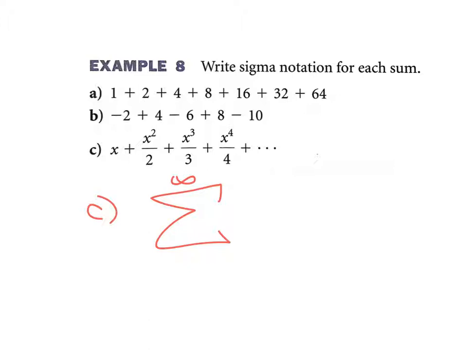What I'm noticing when I look at these terms, the exponent is the same as the denominator. X squared over 2, x cubed over 3, x to the 4th over 4. They're all the same. So I'm going to get x to the n power over n because they're the same. On the bottom, I'm going to put n equals 1 because that gives me the first term. If you plug in 2, it would be x squared over 2. It looks really good. And we'll work on this some more tomorrow.